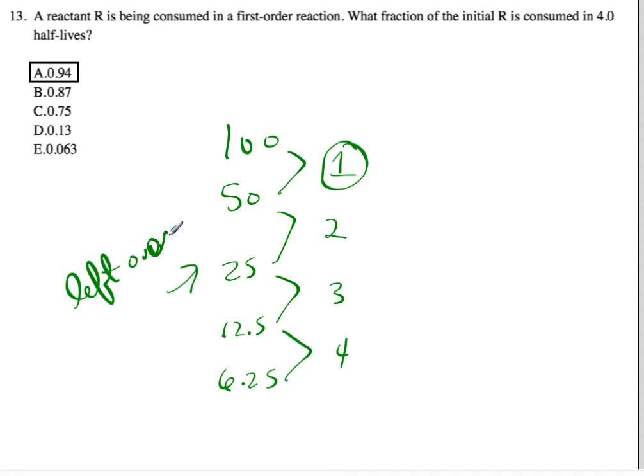In the problem here, they're saying I go through 4 half-lives, so I'm right here. I have 6.25 percent left over. What fraction was consumed? About 94%, and that's why A is the correct answer. So if you have to solve a half-life problem, just write this little quick solve method and you can click off the number of half-lives.